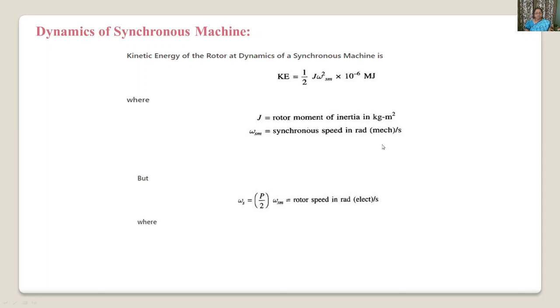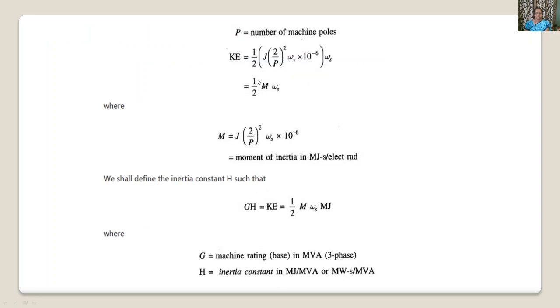So now we need to convert this mechanical radian into electrical radians per second. We know this omega s is electrical. Omega s, electrical radian per second, is equal to p by 2 times the mechanical rotor speed. So omega s is equal to p by 2 omega sm. We have to put this omega sm in terms of omega s, so it will be 2 by p omega s, where p is the number of poles of the machine. 2 by p omega s in bracket square.